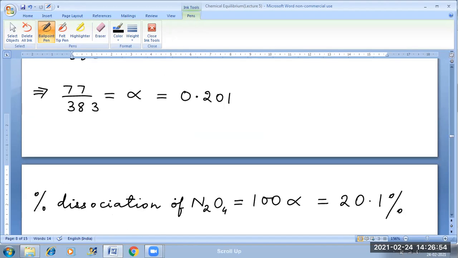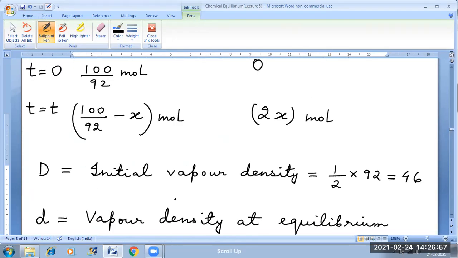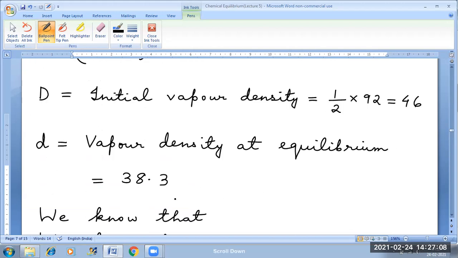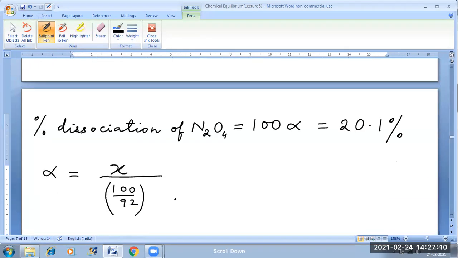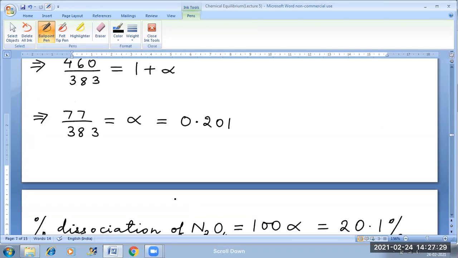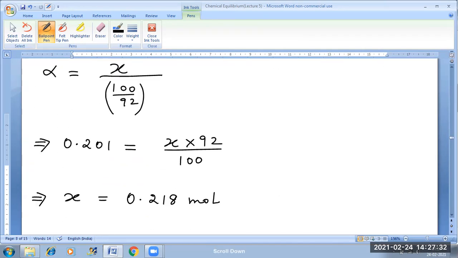Now what is alpha? Moles reacted. How many moles are reacted? X moles are reacted. And how many moles are present initially? 100 upon 92. So X upon 100 upon 92 is called alpha. So alpha is the degree of dissociation, that is moles reacted upon initial moles. X moles have reacted, initially 100 by 92 moles were present. Alpha we have found out 0.201. Put the value. From here I will get the value of X.